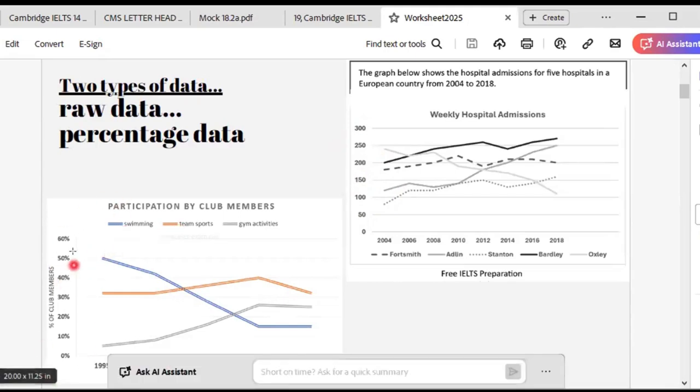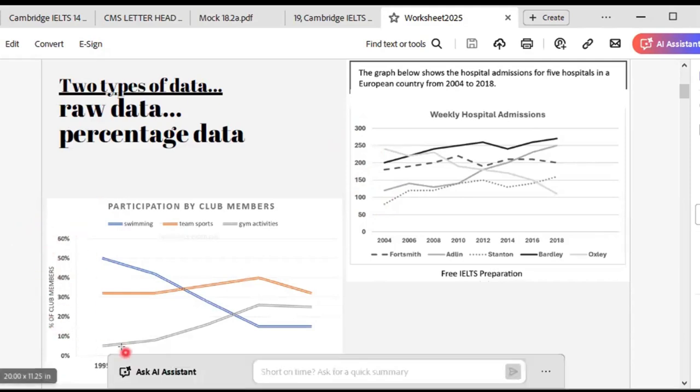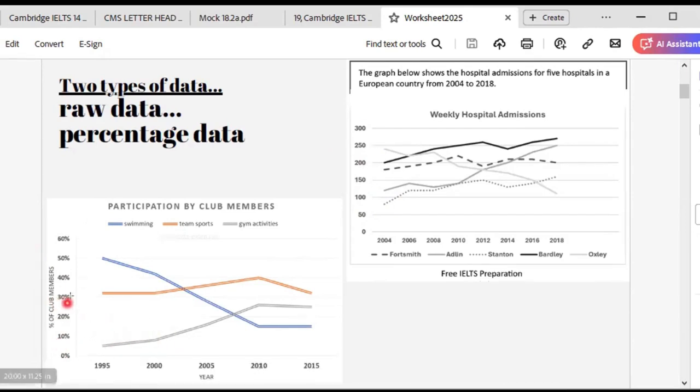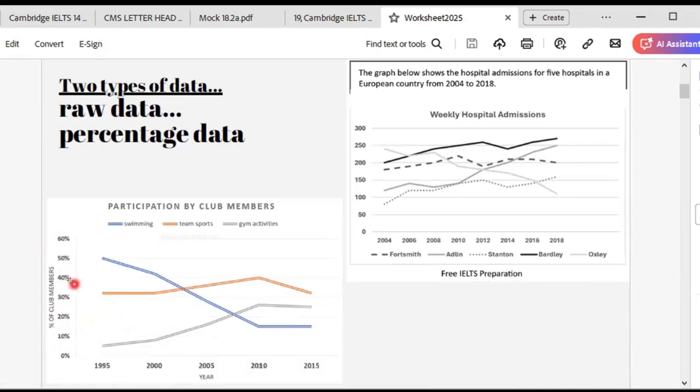The first mistake that some people make is that when they want to quote figures for percentages, instead of saying 10%, they will say 10 people participated, 20 people participated, 30 people. No, that's wrong. If you see figures in percentages on your chart, don't remove the percentage. Include the percentage in whatever you're writing.